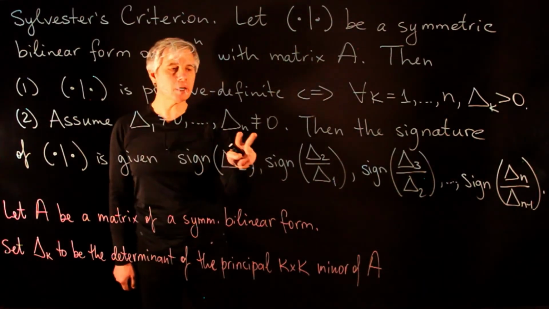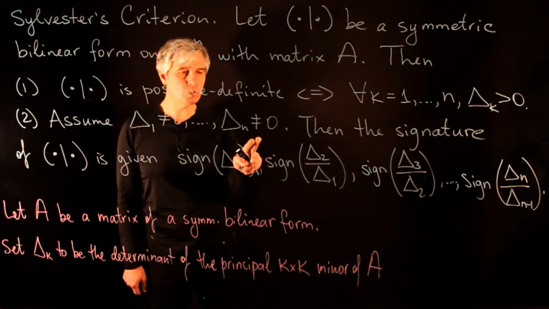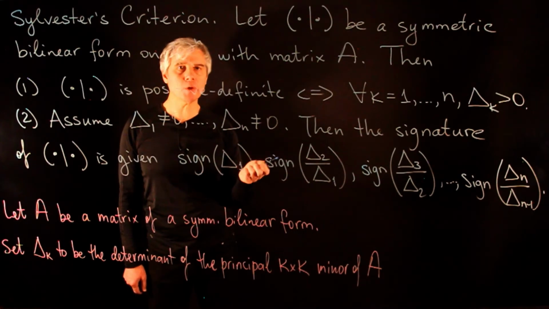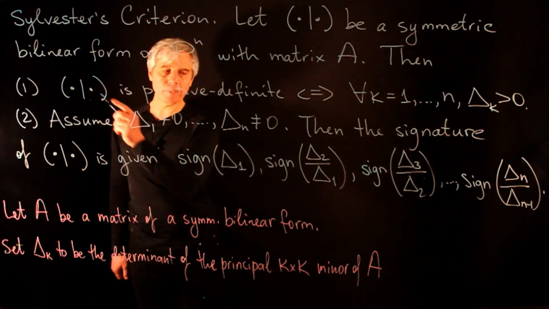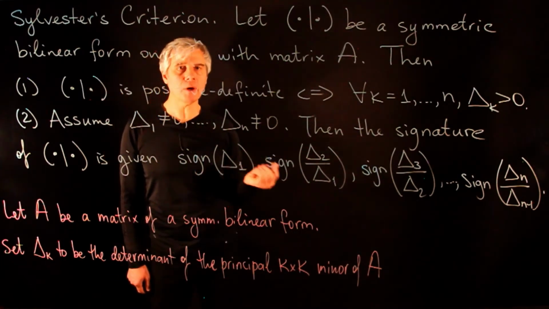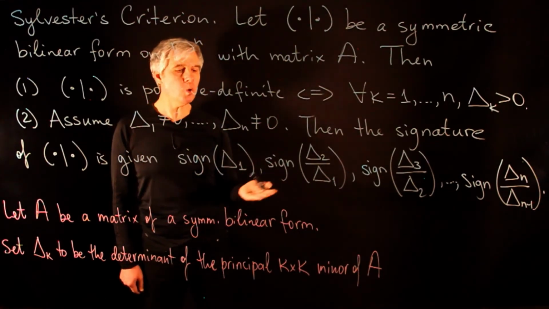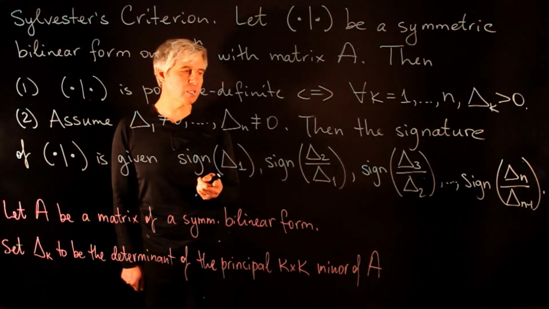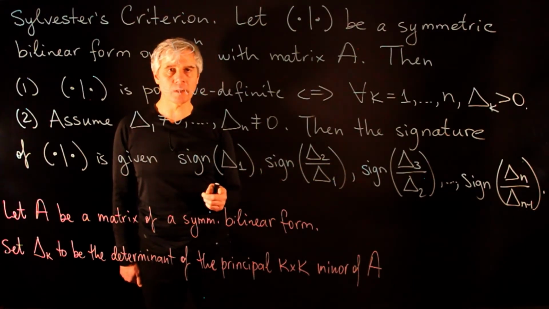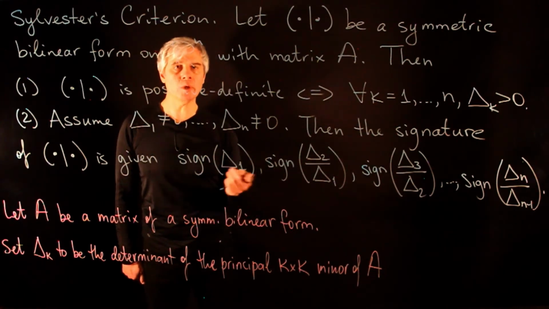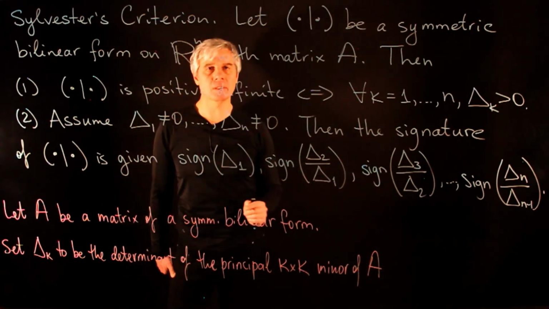Here, in the second part, we assume that delta n is not equal to 0. This means that the matrix has a non-zero determinant, and thus the form is non-degenerate. So the value of R is equal to 0. And then the values of P and Q are determined from this sequence of signs. The value of P is equal to the number of positive signs in this sequence, and the value of Q is the number of negative signs in this sequence.